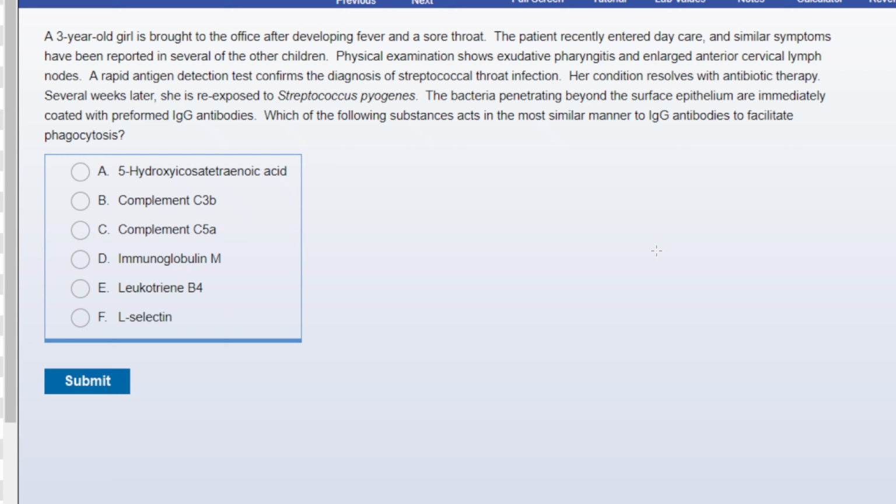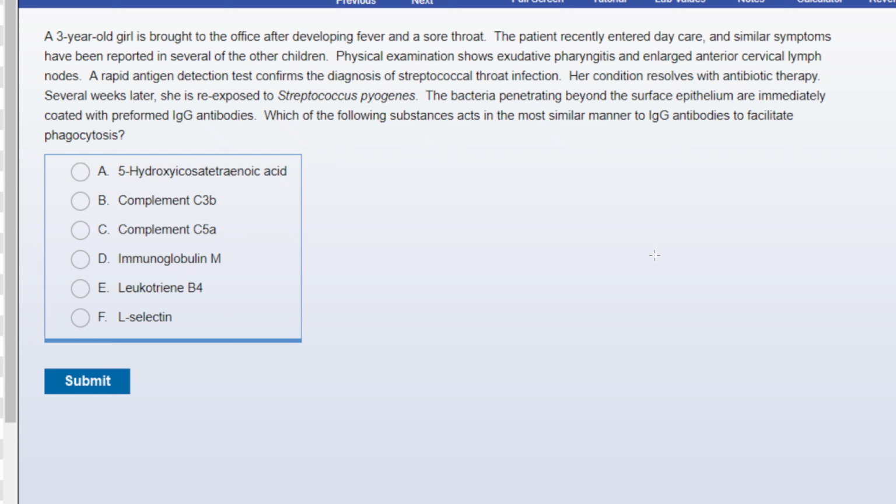Then, several weeks later, she is re-exposed to Streptococcus pyogenes. The bacteria penetrating beyond the surface epithelium are immediately coated with preformed IgG antibodies. Which of the following substances act in the most similar manner to IgG antibodies to facilitate phagocytosis? So in this case, they are asking which substance acts in the most similar way to the IgG antibodies to facilitate phagocytosis.